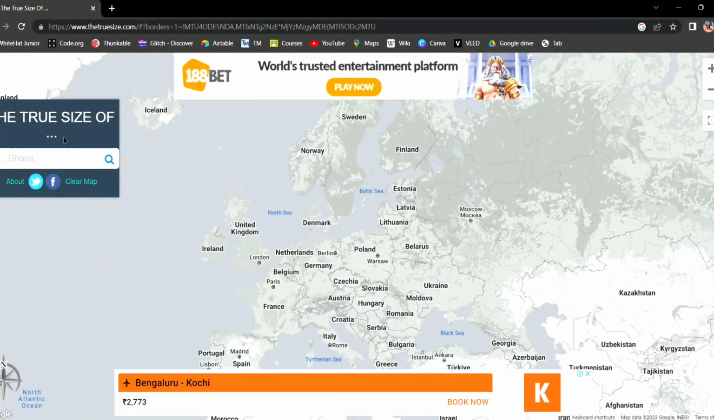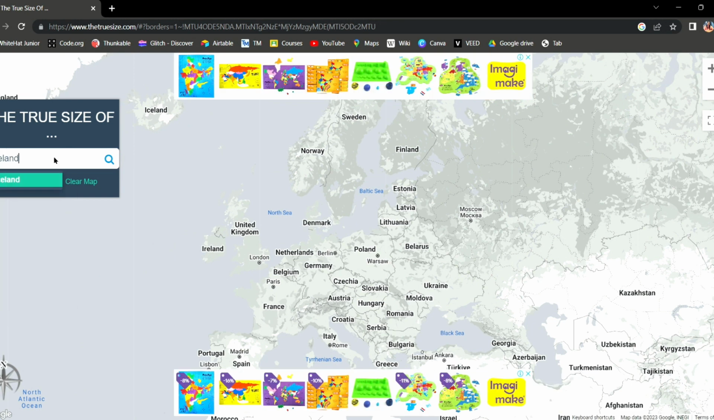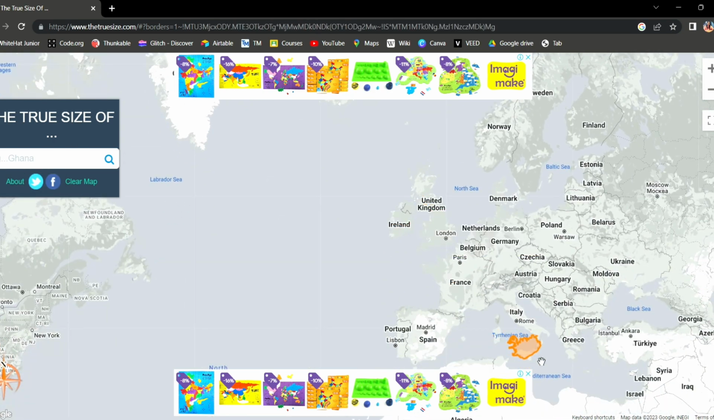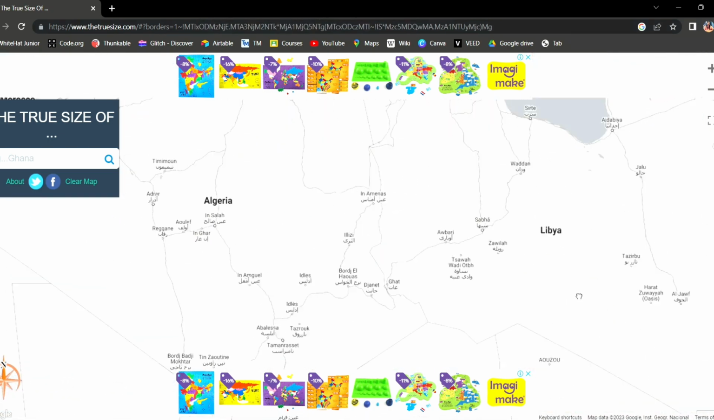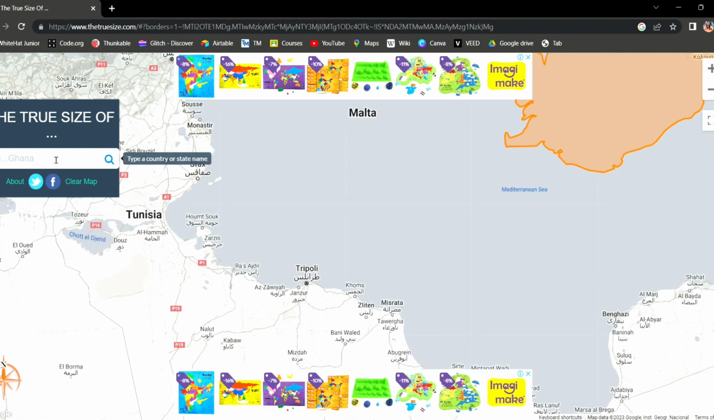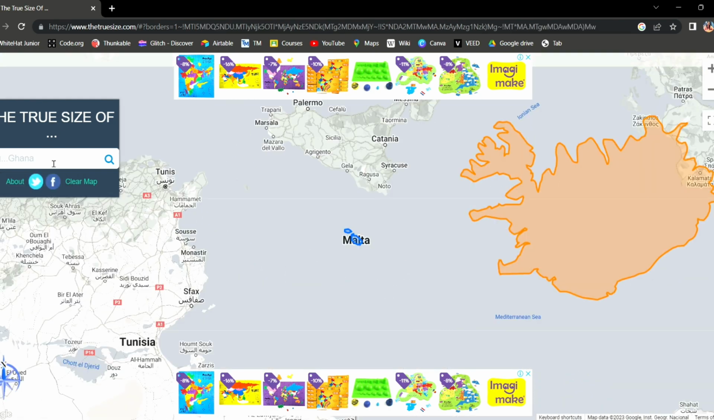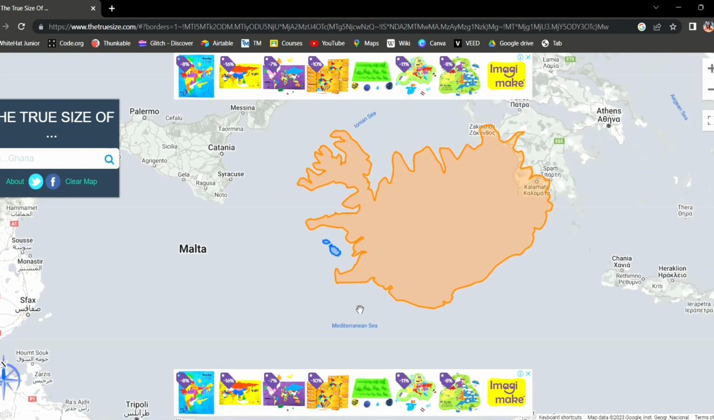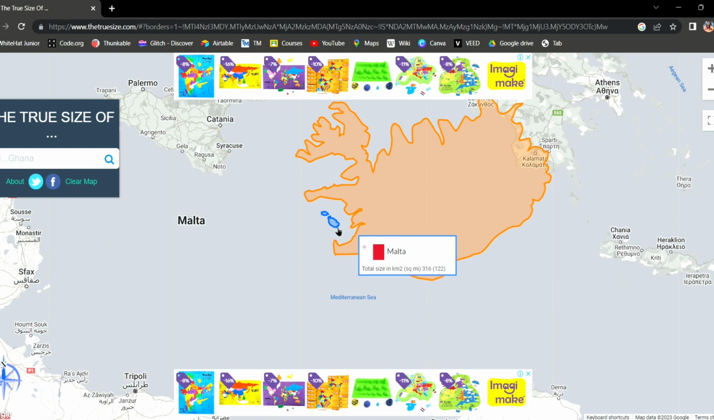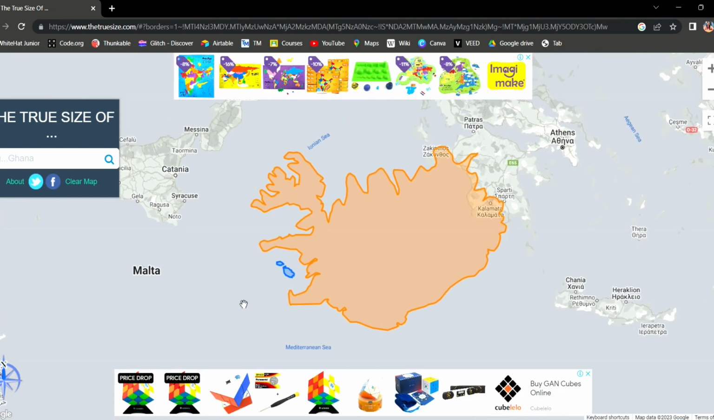So still, let's do some more honorable mentions. Let's take Iceland, the country which is very icy, literally. Next, if we take the tiny country of Malta, where are you? Yes, Malta. Malta is some 30 times smaller than Iceland, but still it has many times more than the population of, guess it, Iceland.